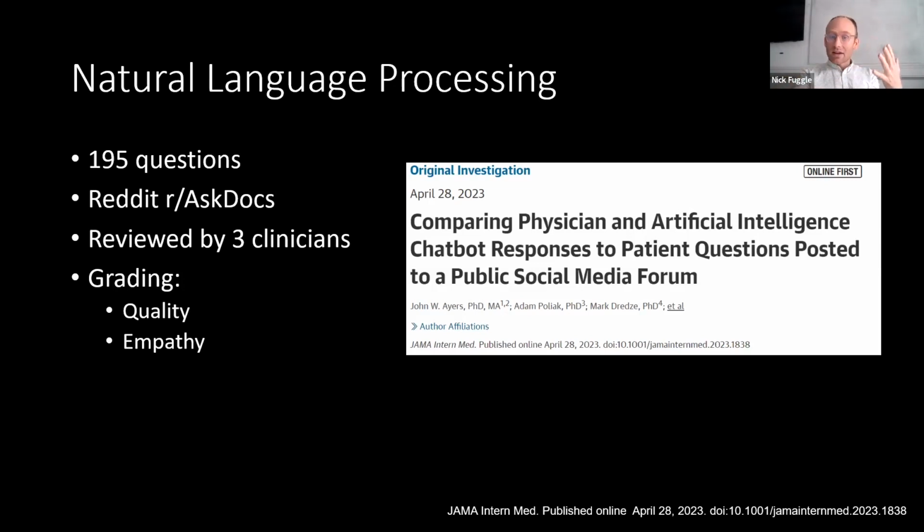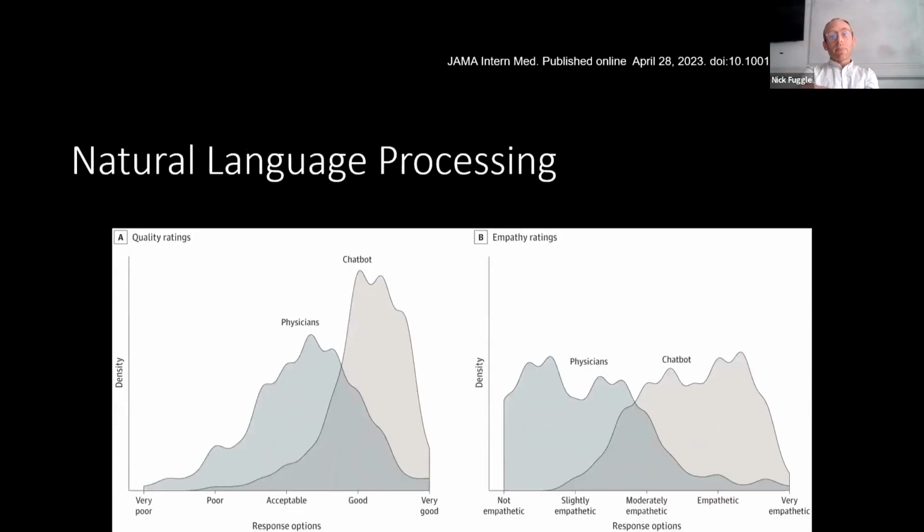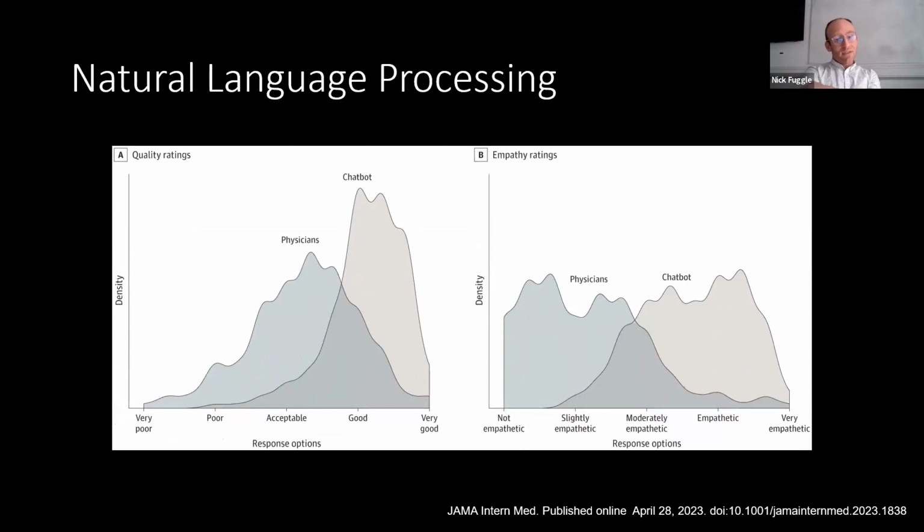And then 3 clinicians, so 3 researchers, graded them on quality and on empathy. And the results are quite interesting because certainly in terms of quality, we can see that a higher proportion of those answers given by the chatbot were good or very good compared to the physicians. So the distribution in the chatbot is kind of skewed towards better performance. But also there's a skew towards more empathy being demonstrated by the chatbot than by the physicians.